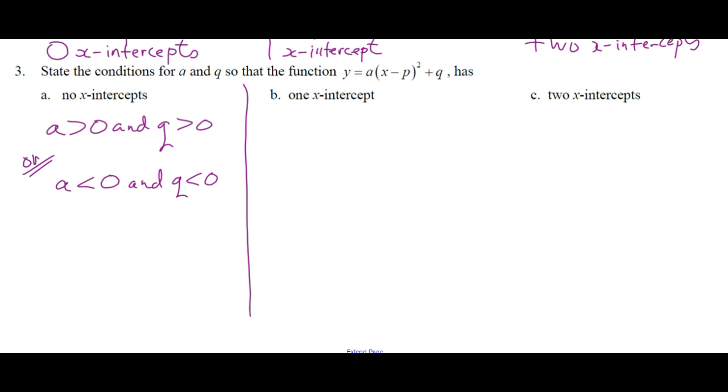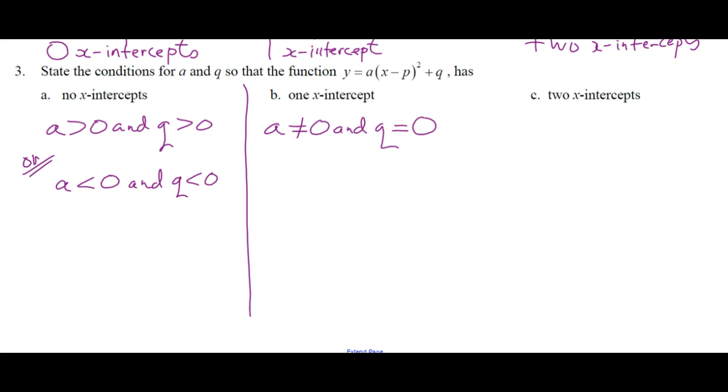Okay, if I want one x-intercept, a can be actually anything, but it's all about q. q equals 0. So a cannot be 0, and q must be 0. If a is 0, it's no longer a quadratic. It's just a constant function, it just becomes y equals q. That's not a quadratic, and we want a quadratic. So a can't be 0. It can open up or down. It just isn't moved up or down. Then you have one x-intercept.